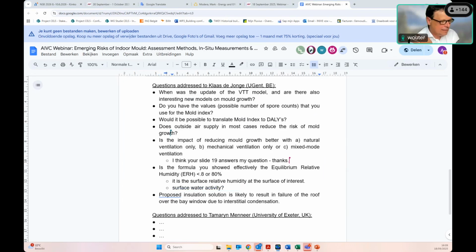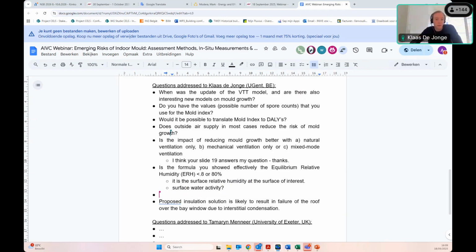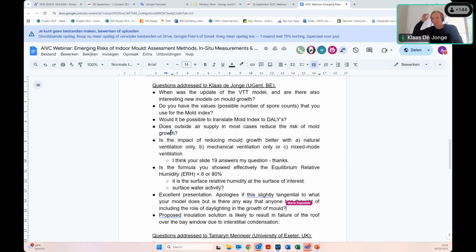And next question: do you have the values, possible number of spore counts that you use for the mold index? I don't have them, and especially not by heart. Again, it was more about implementing a methodology within our framework and coupling the two aspects together. I'm not a mold expert myself, so I'm not sure. But if you look in the table I presented, you'll see that it's mostly based on mold index 2.